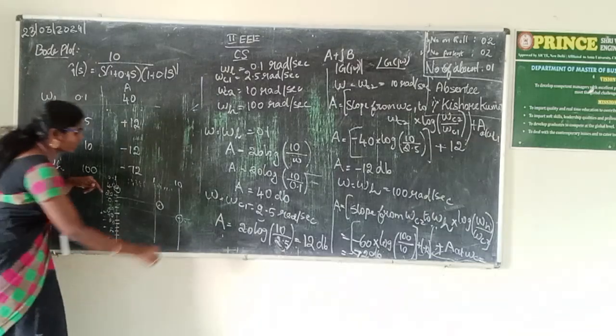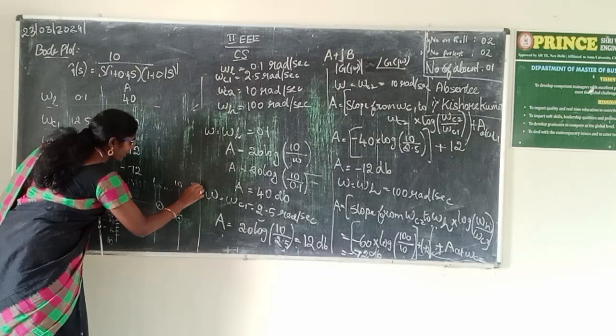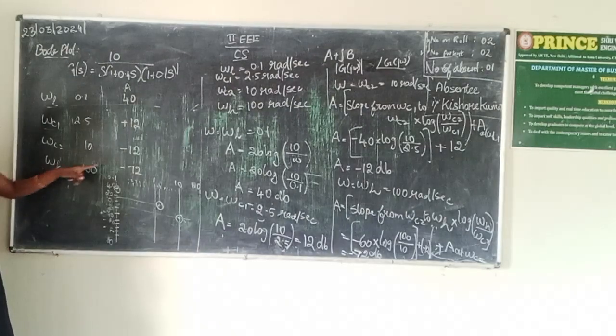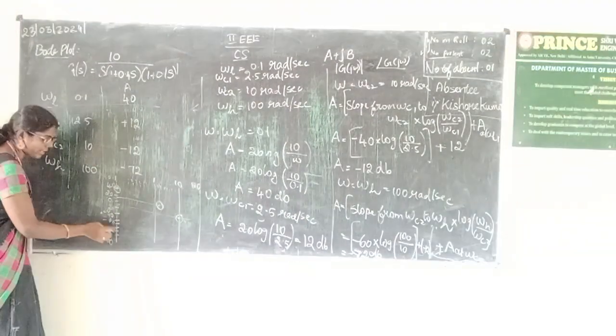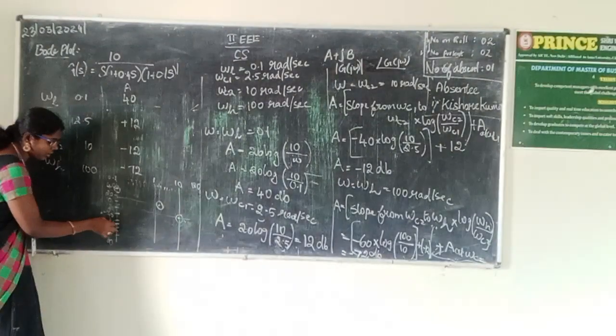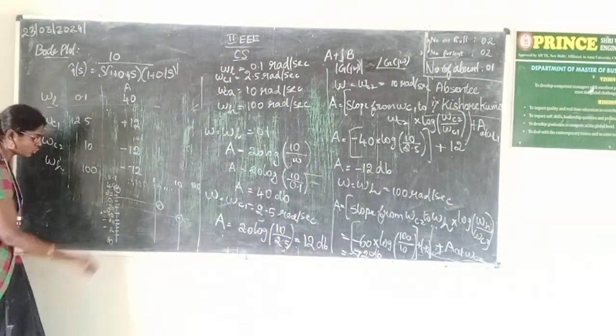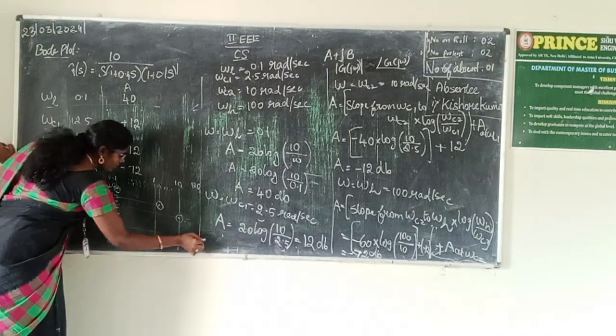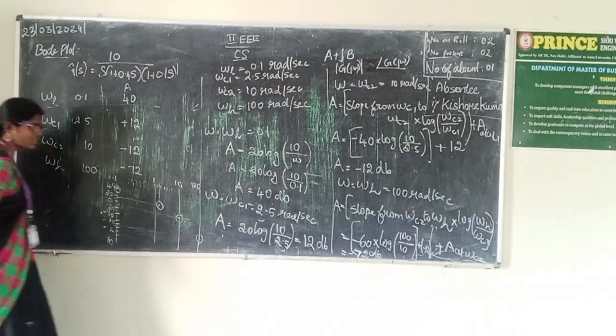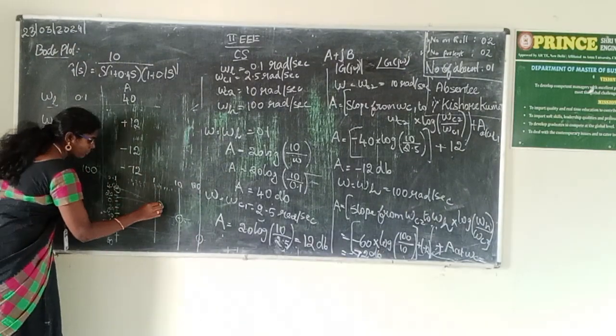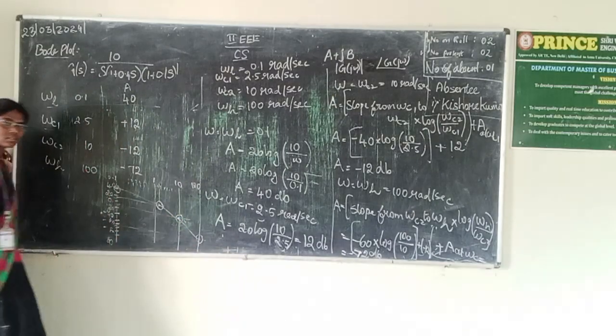Okay, likewise for the next 10 point is 100. For 100, what is the magnitude? Minus 72. Minus 72 means the mid of 60 and 80 is 70. The next line is 72. So just keep your scale here and mark it as here. So your magnitude plot will be this.